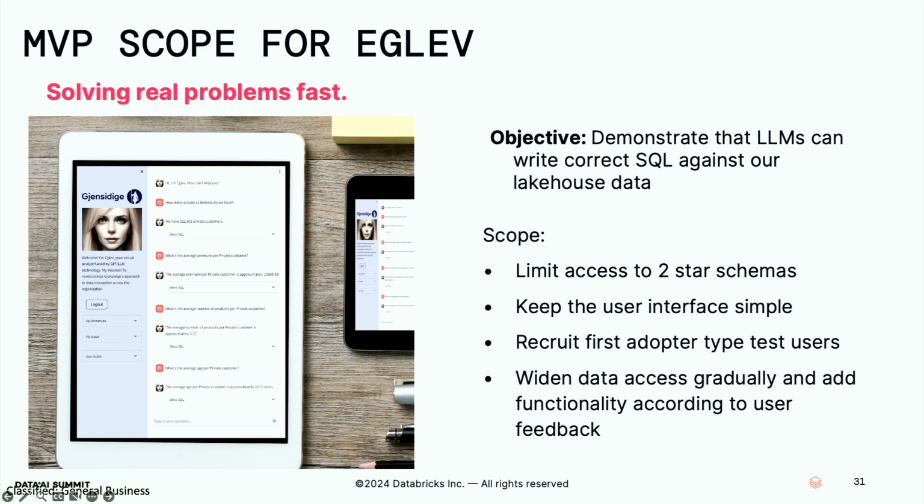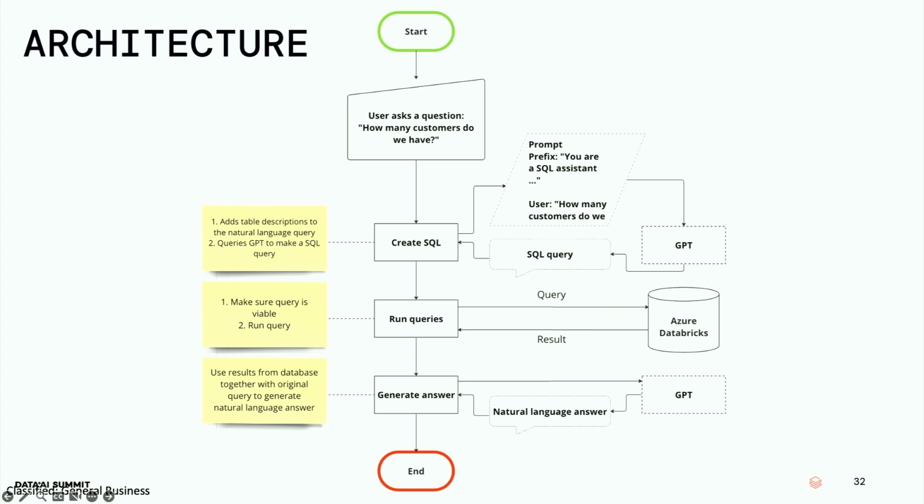We keep the user interface as simple as possible with Streamlit. We recruited a number of first-adopter type test users for our private preview, and then we widened data access gradually and added more functionality according to our user feedback.